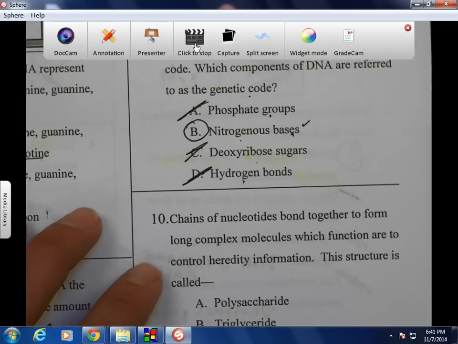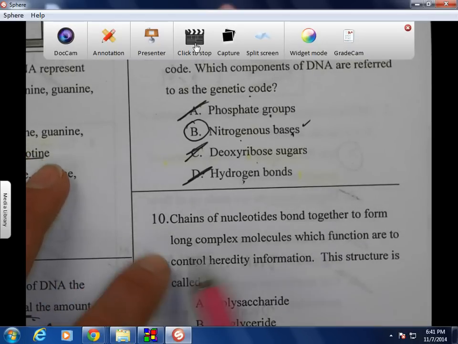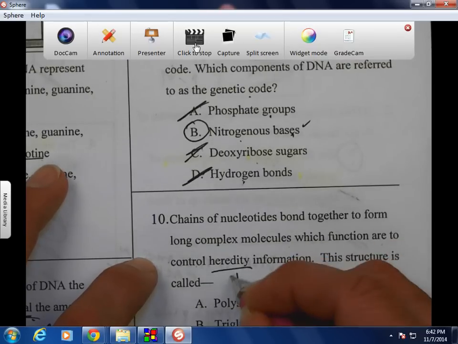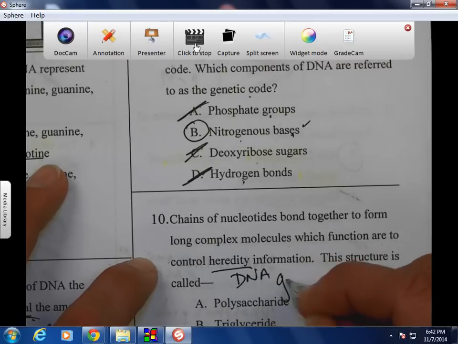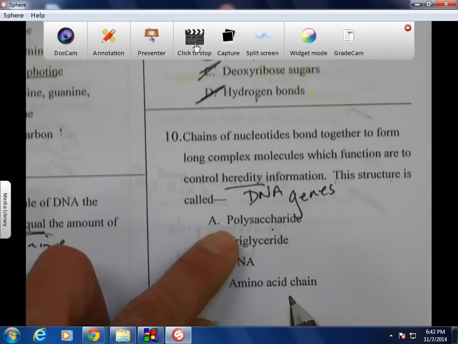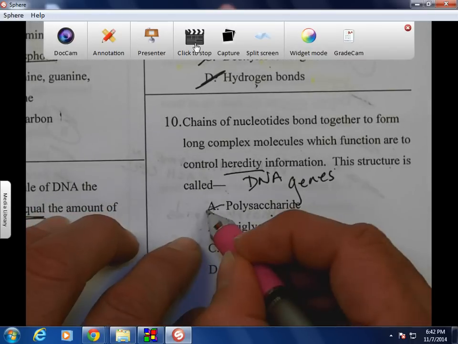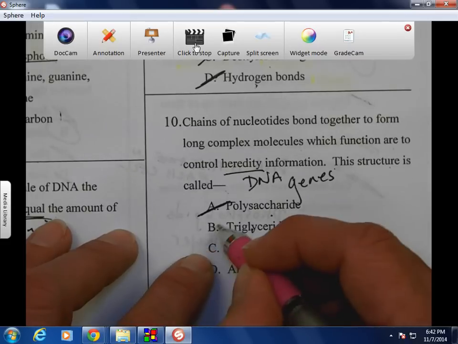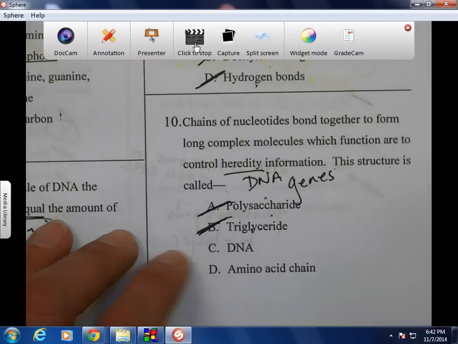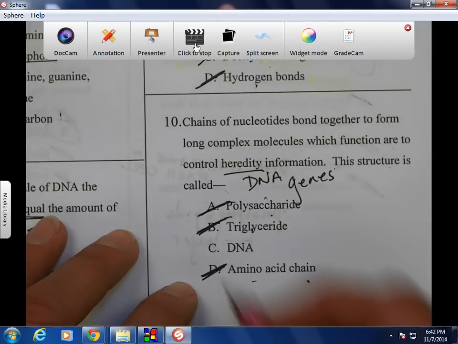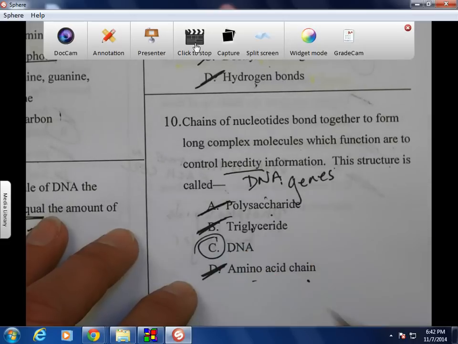Chains of nucleotides for number 10 bond together to form long, complex molecules whose function is to control hereditary information. Hereditary information, that's DNA, genes. This structure is called a polysaccharide. Well, a polysaccharide is a sugar, so that's not going to be it. A triglyceride, that's a fatty acid. We've never talked about either of those words, so that's not it. An amino acid chain, we haven't talked about that, so that's not it. So the correct answer is going to be DNA.